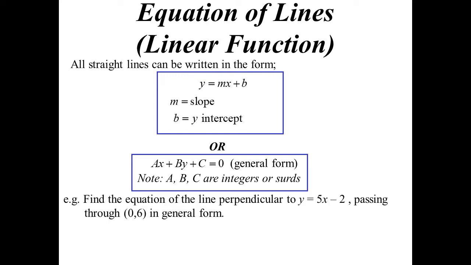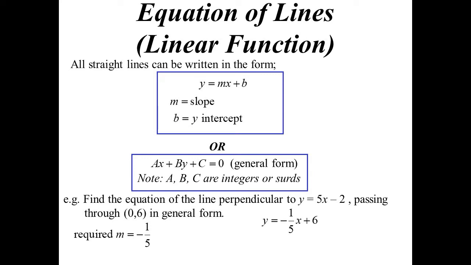Find the equation of the line perpendicular to y equals 5x minus 2, and it passes through the point (0, 6), and we want it in general form. Okay. Well, the slope that we want will be the negative inverse of the slope of this line because they're perpendicular. So the slope of this line is 5, therefore the one I want is negative a fifth. There's my slope. They've told me the y-intercept.